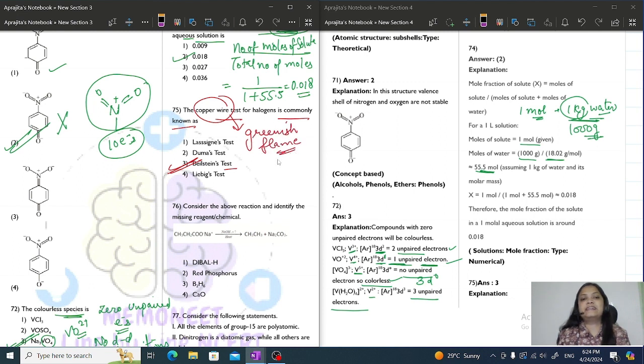that indicates the presence of copper halide. So that confirms the presence of halogen. So it's known as the Beilstein's test. So that's the answer.